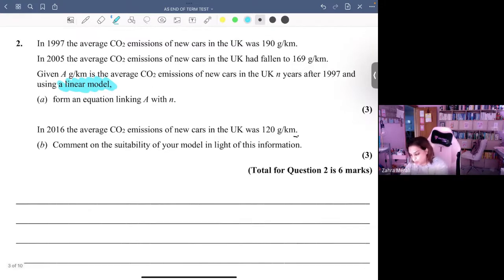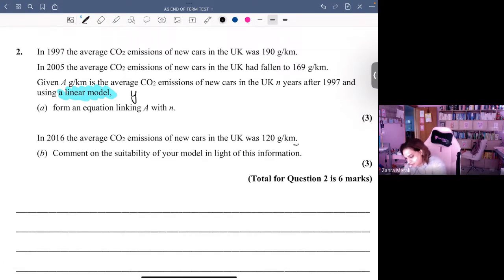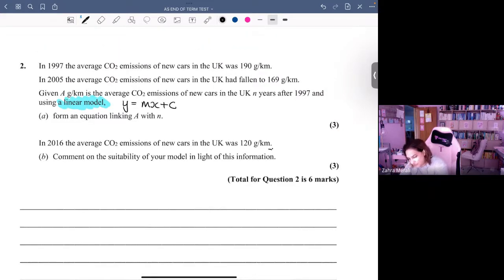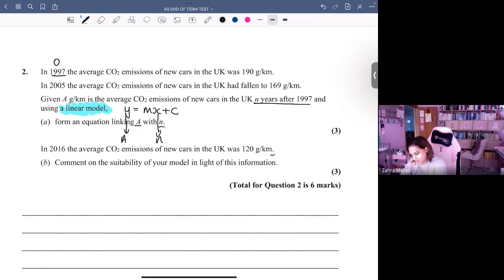Okay, so now we're going to read what our y is the same as and what our x is the same as. We've seen linear, so our brain is going to go mx plus c. And we can see we want an equation of a with n. So my y is the same as my a, and my x is going to be n in this equation. 1997, so n years after 1997. So n in this case is 0. And my a is carbon dioxide emissions, doesn't matter if you don't know what it means, is 190.